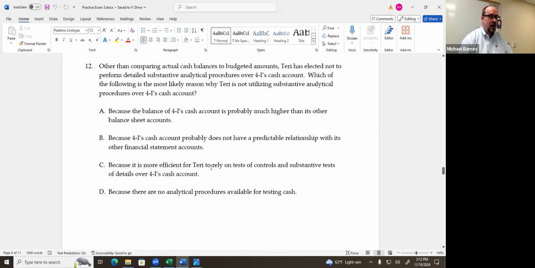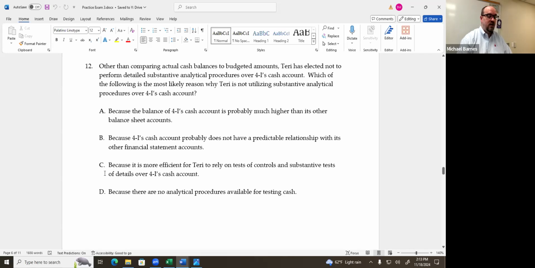Because it's more efficient for Terry to rely on testing controls and substantive test the details of a 4i cash account. Would that be more efficient? That seems basically less efficient if we did that, okay? Because efficiency is, if we could use analytical procedures, that would be more efficient than if we could not use analytical procedures. Because remember, the whole goal of analytical procedures is to bypass some work.